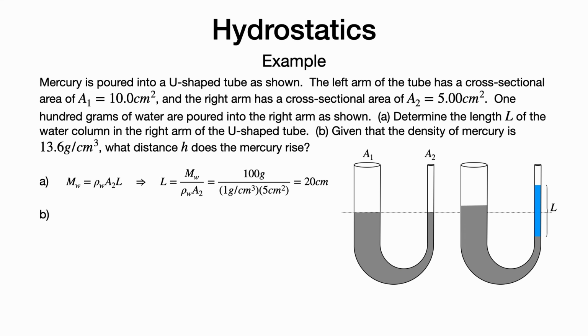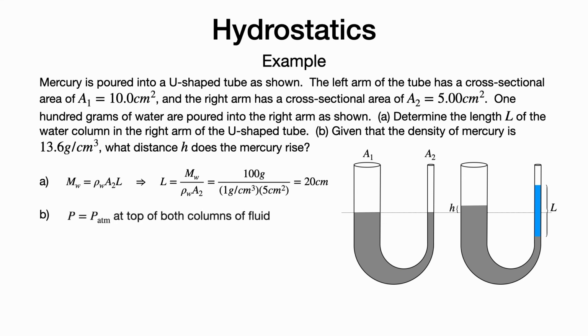Part B of the problem now asks, given that the density of mercury is 13.6 grams per cubic centimeter, what height, little h, does the mercury rise? Notice that in the left-hand diagram, when there's nothing but mercury, the mercury level on both sides is the same. But when we pour some water into the right-hand column, it displaces the mercury down, and that mercury must now occupy a volume in the left-hand column above its original level.